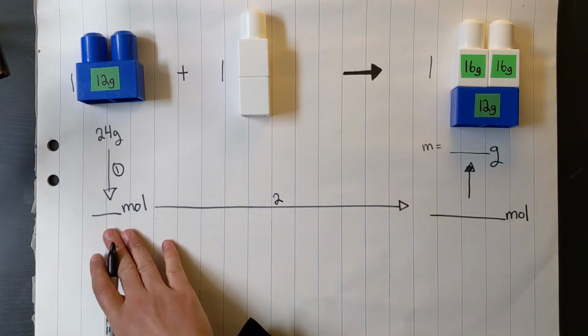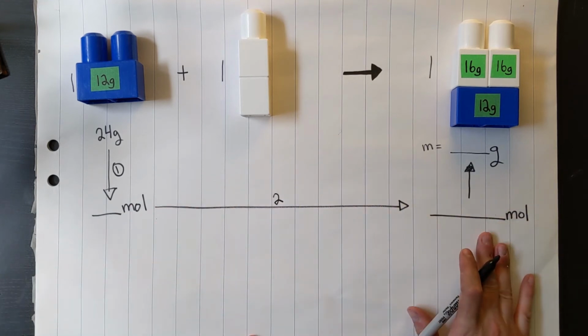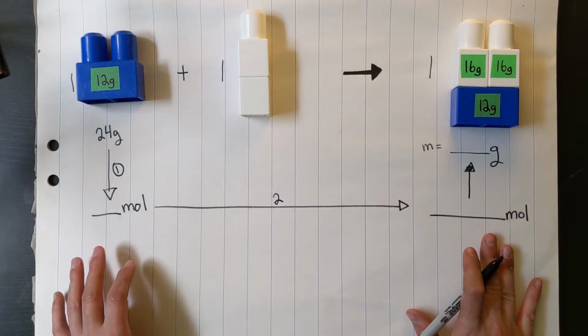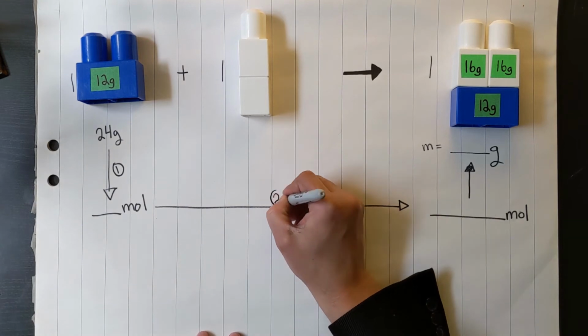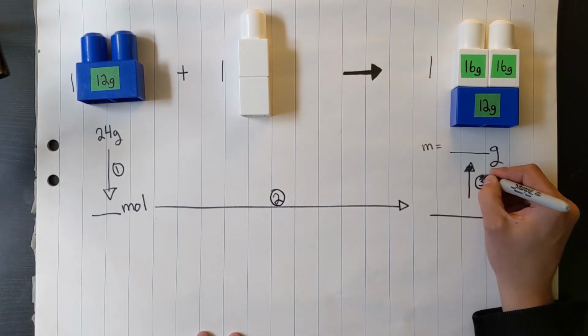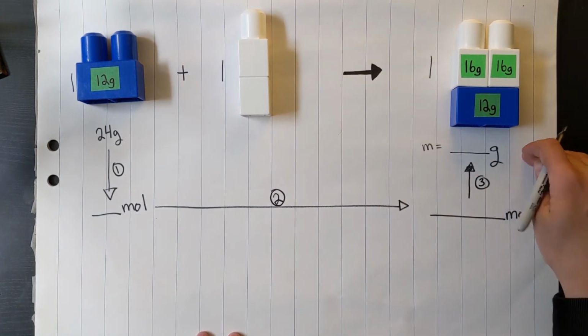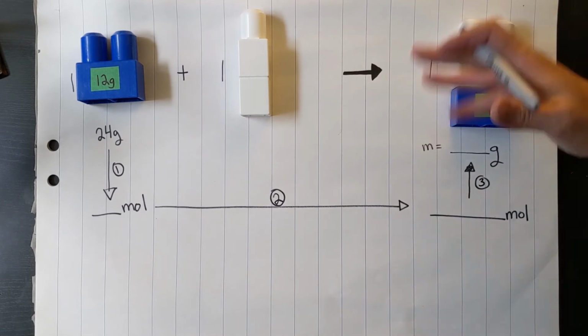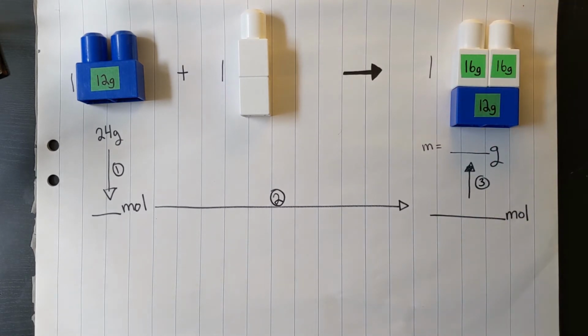2, I have to turn my moles of my reactant into my moles of product, figure out how many of each there would be. And then 3, I need to turn my moles of product into grams of product, figure out what mass of product that number of moles would represent. So let's do those steps.